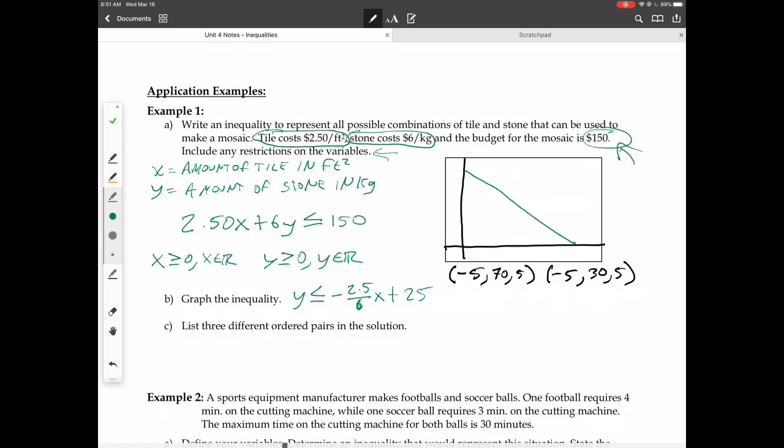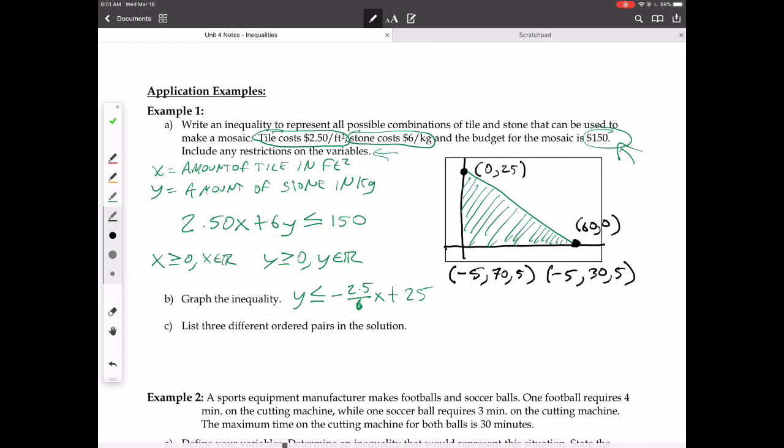I'm going to shade in below that line, like what my graph is telling me, but I'm not going to extend it into the negative areas because I've already stated, well, I can't do that in my restrictions. So I'm just going to take these positive possibilities, and anything in here is going to work. And to make it a little bit clearer, I'm also going to state that my intercepts here are going to be 0 and 25, and down here is going to be 60 and 0.